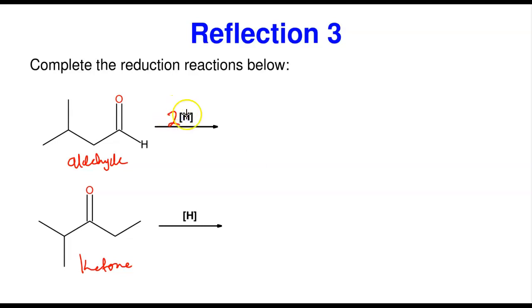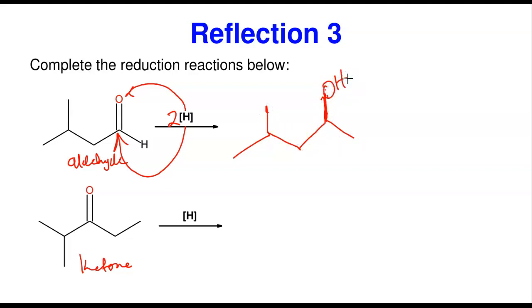Remember, usually there are two hydrogens here. One of them is going to come and attach here, the other one is going to come and attach here. Of course, you remember there's a hydrogen here. There are two hydrogens on this carbon. That is what makes this a primary alcohol.